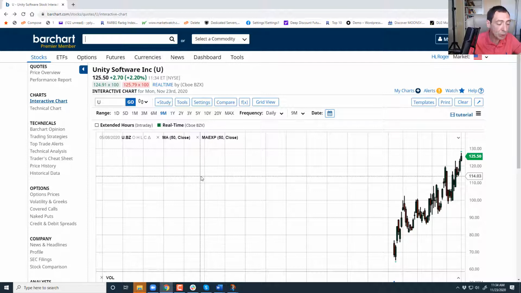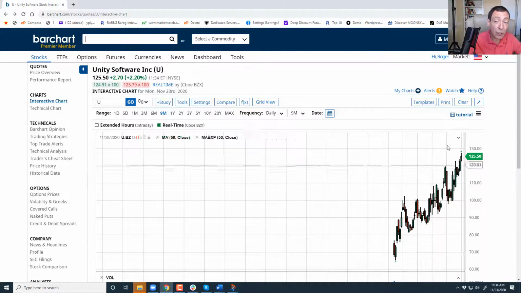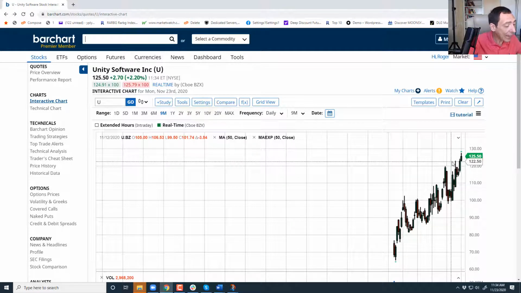MasterCard 2 times, Coupa 2 times, United Health, that's interesting, 2 times, and Unity Software, this one. So far, the only major surprise out of all the stocks is this Unity Software. 2 out of 20, that's 10% of funds, are holding this stock in their top 5. So that's very, very interesting.